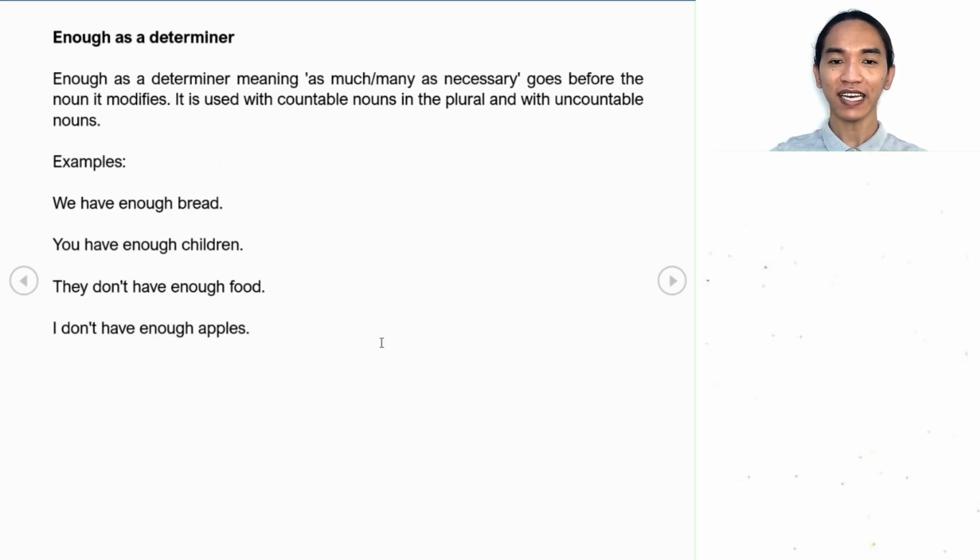Okay. Next. So we have enough as your determiner here, not an adverb. I think we already had a lesson about this one. Enough as a determiner means, okay, as much or as many as necessary. So it goes before the noun it modifies. Remember, you would know it's a determiner if it has a noun after it. So we have enough bread, you have enough children, they don't have enough food, and I don't have enough apples. Okay, so you see the difference: as a determiner, you put a noun after it. So which is the function of a determiner?